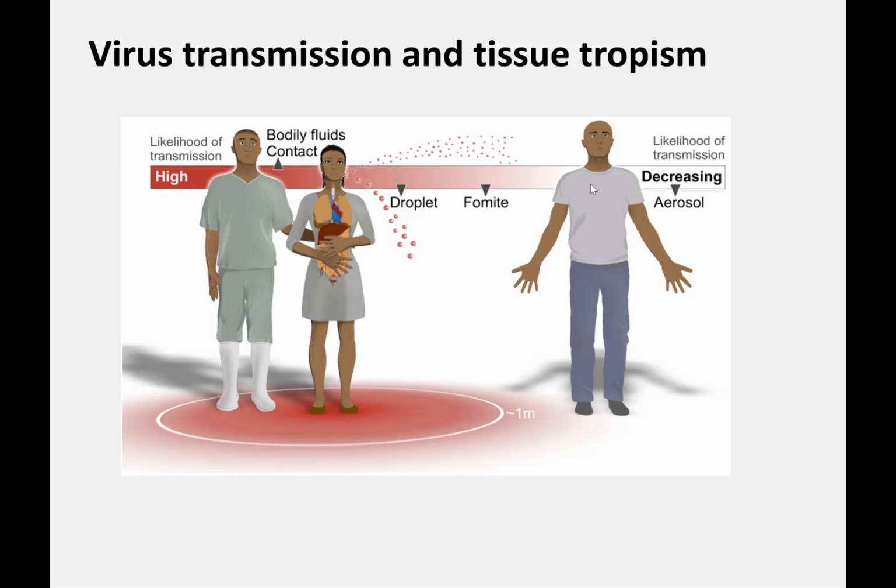This lecture is going to talk about virus transmission and how it relates to tissue tropism. This is something I want you to think about for the specific virus you are researching. Transmission is basically talking about how do we get infected. There are lots of different methods, and we'll talk about these individually.